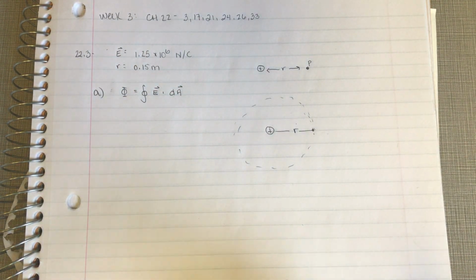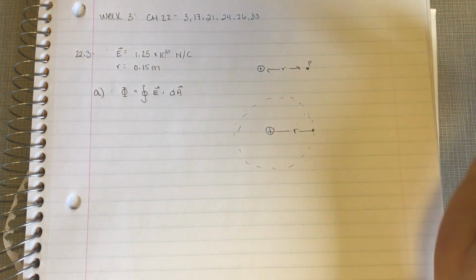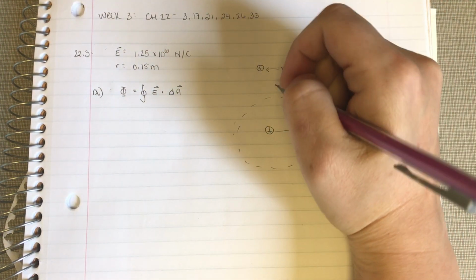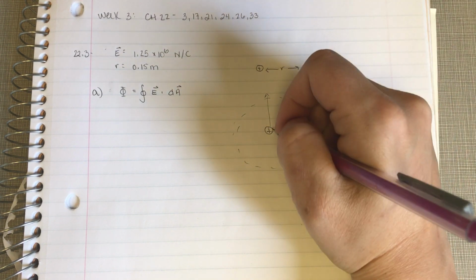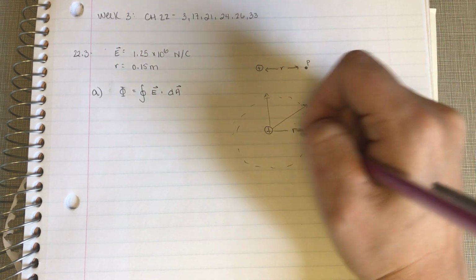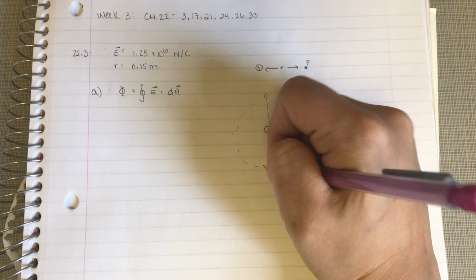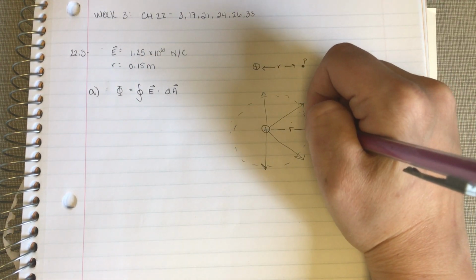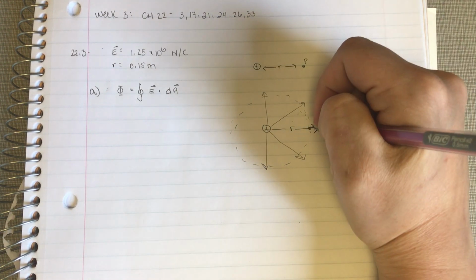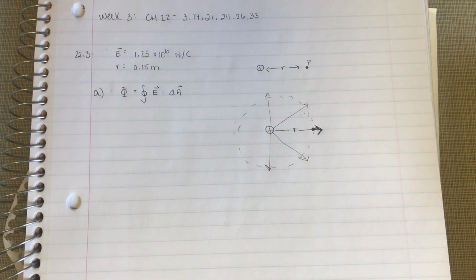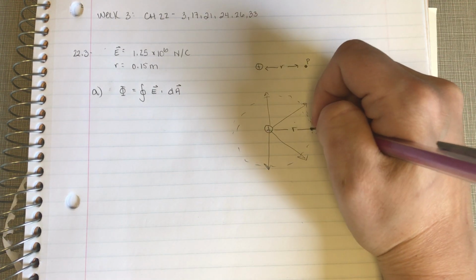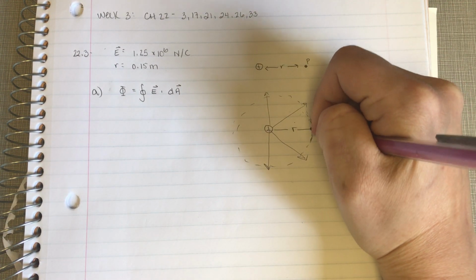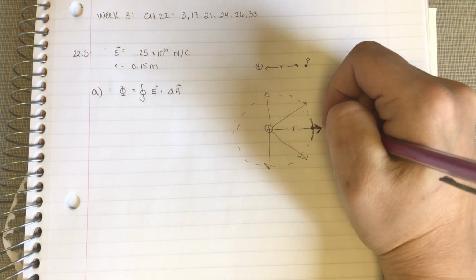I can't draw. Sorry. Alright, so in this case, because this is a point charge, our electric field is coming radially outward, right? So at this point that we care about, it's coming out normal to this spherical surface right here. So that's my E field.